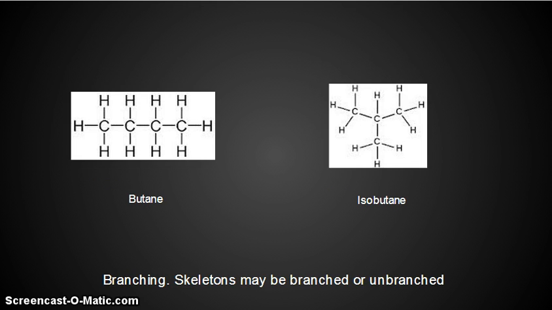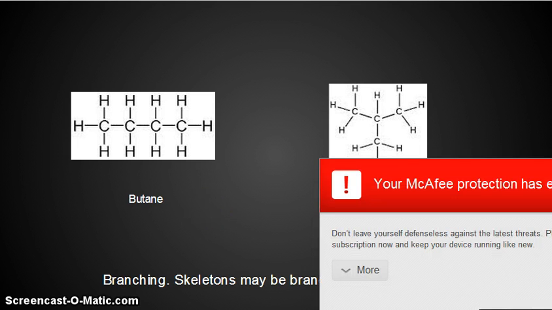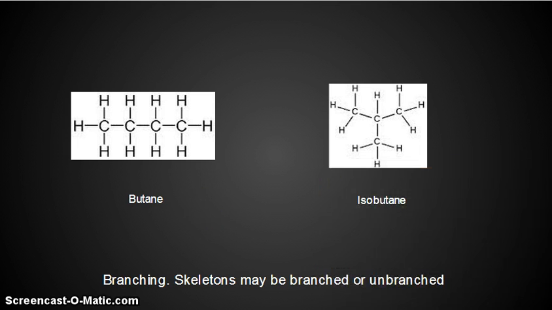Next, we can vary in branching. So when we start out here, we have butane, and butane has 4 carbons. And we still have 4 carbons when we look at isobutane, but isobutane is branched here. And we have 3 carbons in a straight chain, and then we have a carbon branched off of a carbon. So we're branching these carbons.